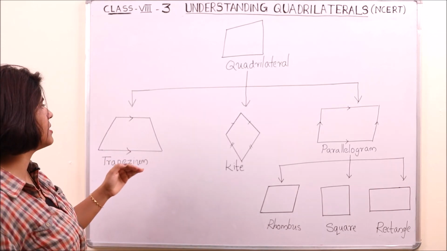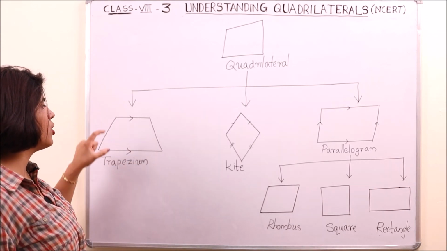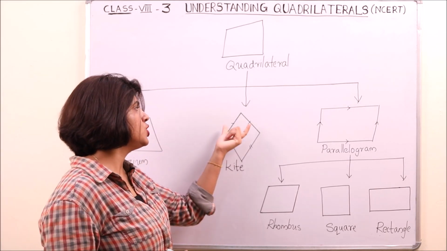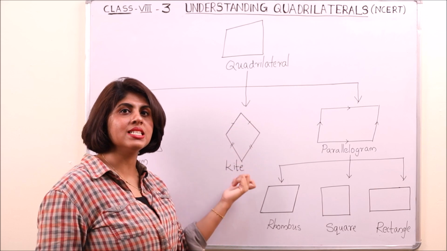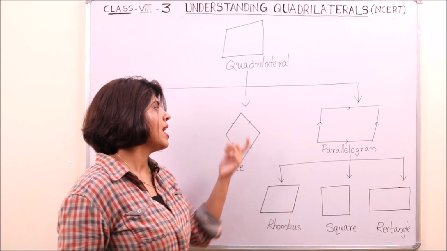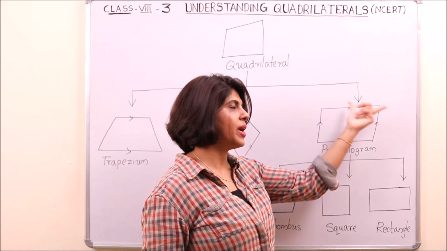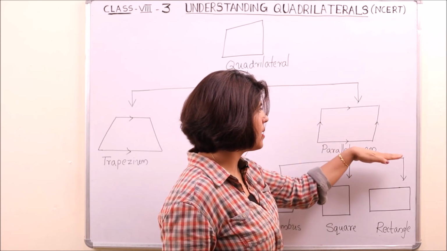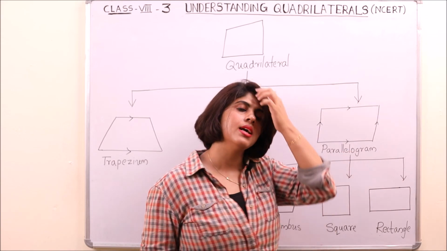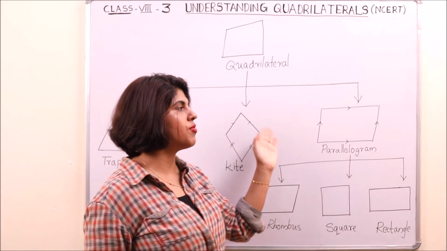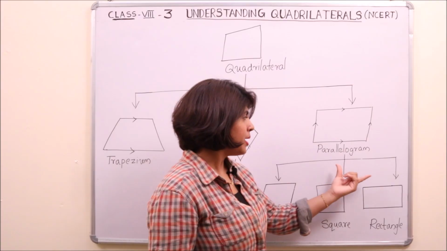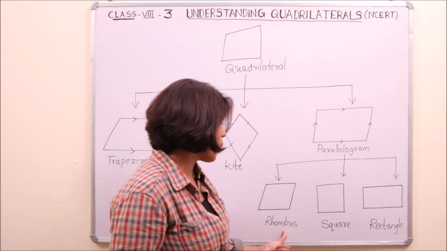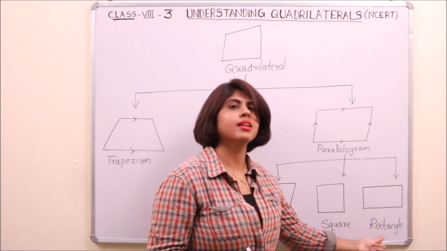A trapezium is a quadrilateral in which one pair of opposite sides are parallel. In a kite, the two pairs of adjacent sides are equal. In a parallelogram, two pairs of opposite sides are parallel, that is, these two sides are parallel and these two sides are parallel. And basically there are three types of special parallelograms: rhombus, square and rectangle.